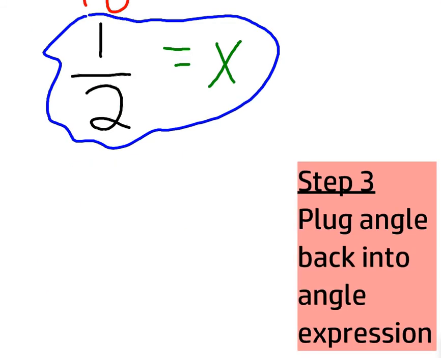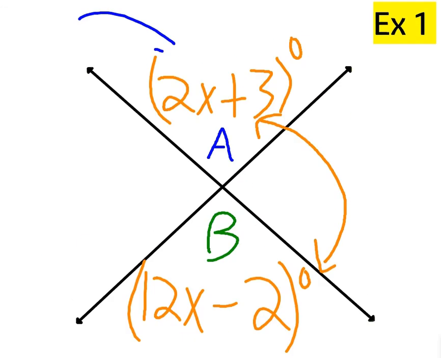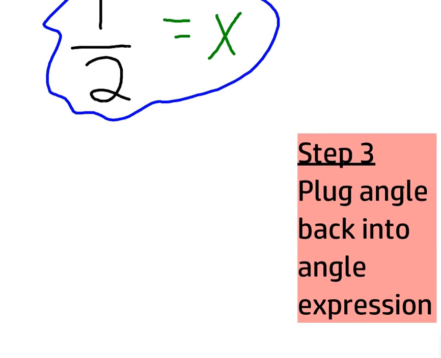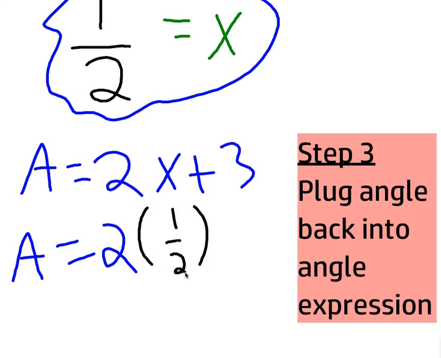That leads us to the final step, just 3 simple steps. You're going to plug that back into the angle equation or expression. This is asking to solve for A, so we need to plug that 1/2 back into the A expression, which is 2x plus 3 degrees. Okay, so A is equal to 2x plus 3, but we know that x is equal to 1/2, so guess what? We can just simply replace x with 1/2, just like that.